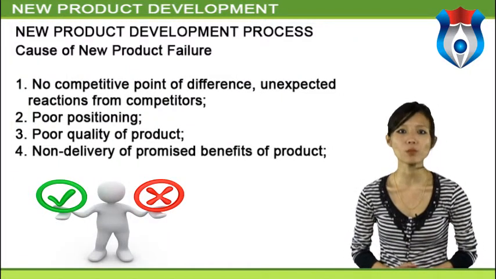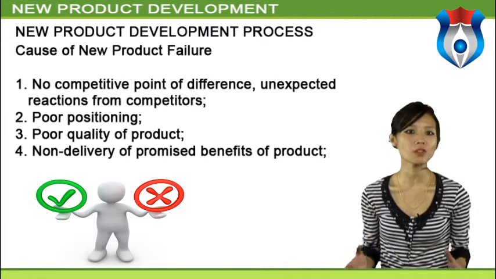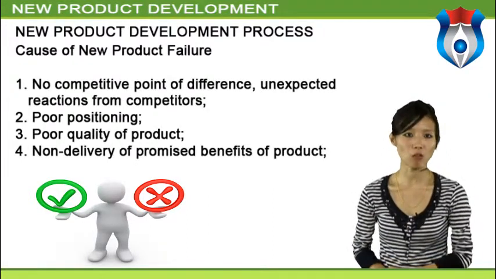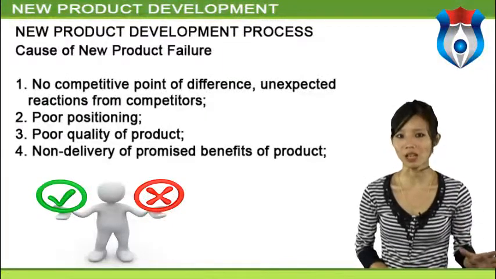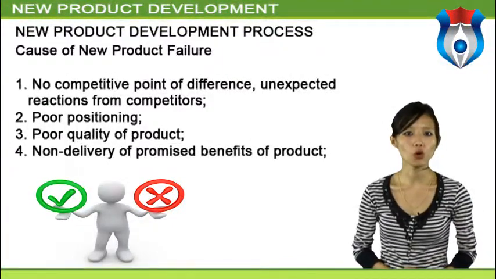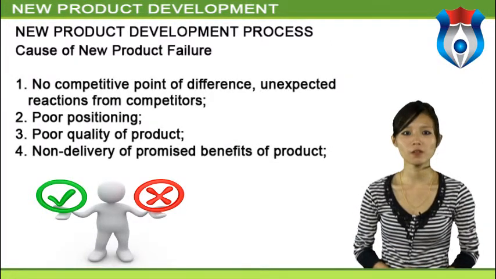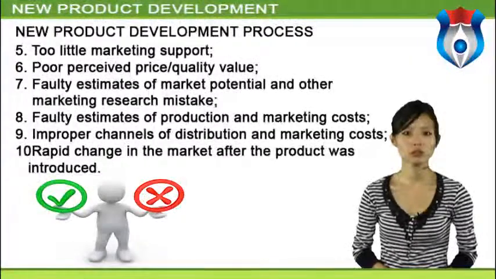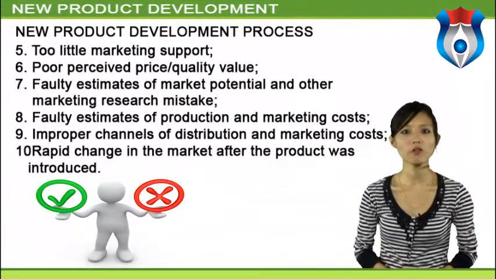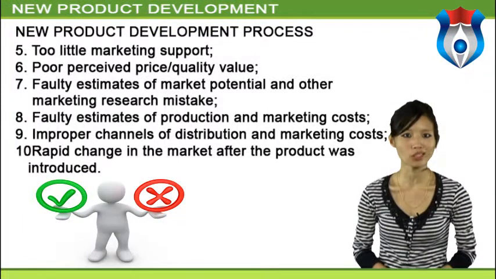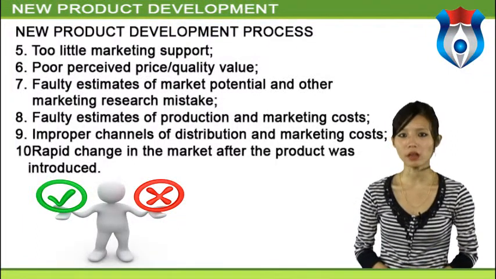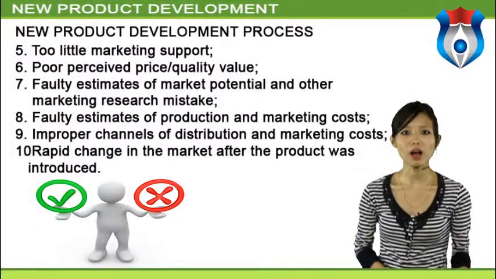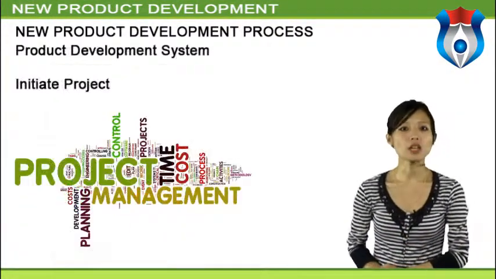Causes of new product failure. Many new products with satisfactory potential have failed to make the grade. Here's a brief list of some of the more important causes of new product failures after the products have been carefully screened, developed, and marketed. No competitive point of difference and expected reaction from competitors. Poor positioning, poor quality of product, non-delivery of promised benefits of product. Too little marketing support. Poor perceived price or quality value, faulty estimates of market potential and other marketing research mistakes, faulty estimates of production and marketing cost, improper channels of distribution and marketing costs, rapid change in the market after the product was introduced.